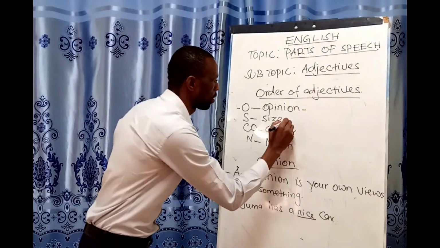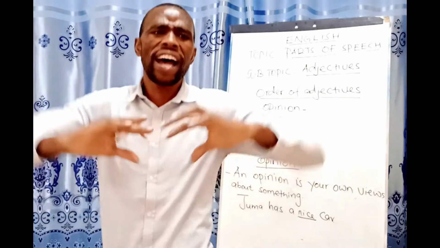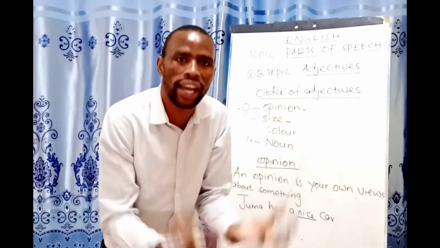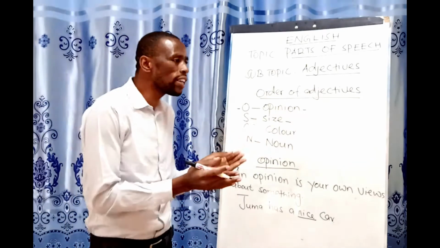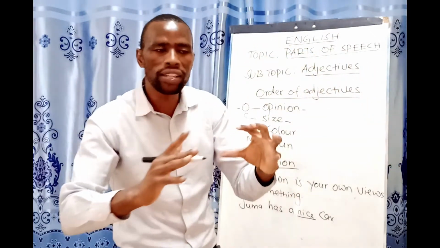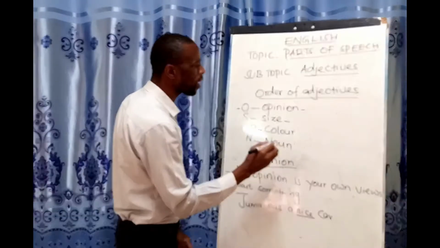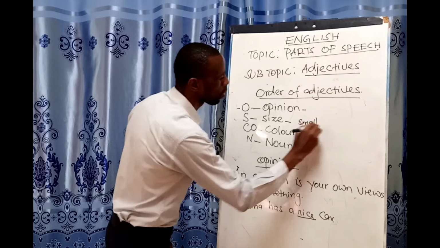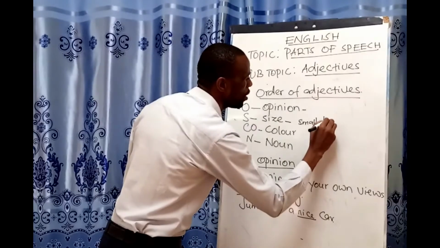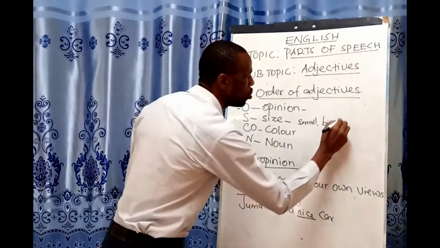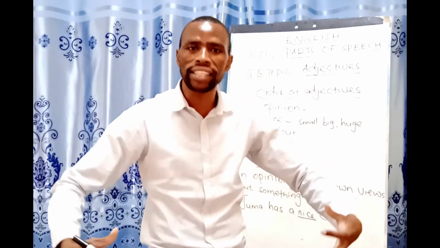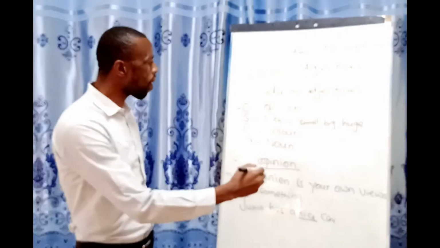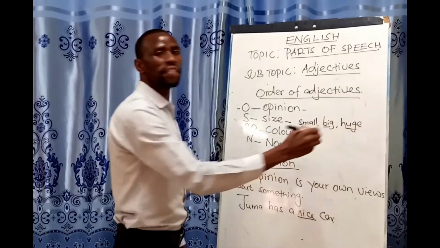The second one, size. When you talk about size, we are referring to that particular thing that you are describing. How does it look like? Is it small? Is it big? So when you talk about size, we are referring to words like small, big, huge, gigantic. All these words are used to describe the size.